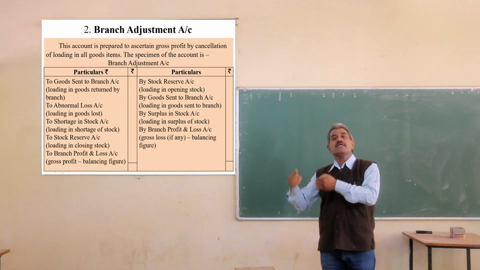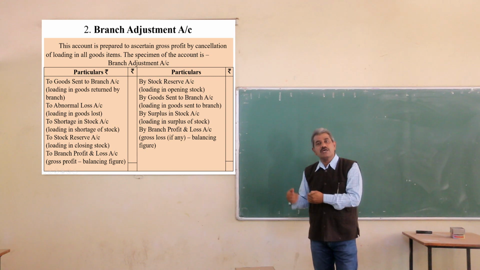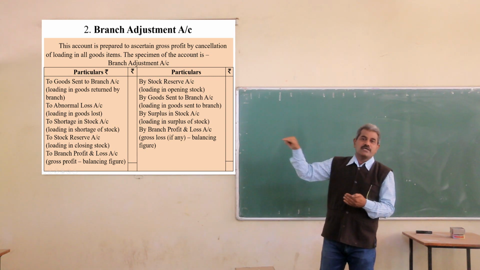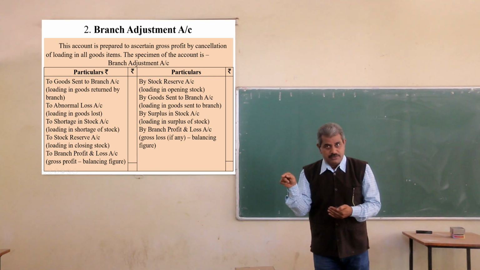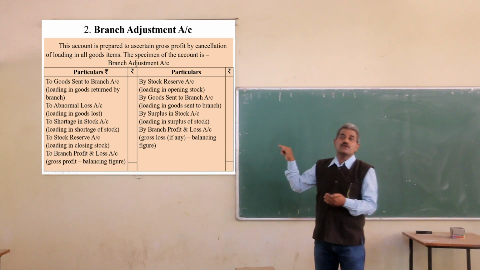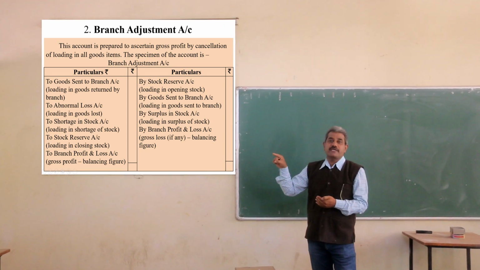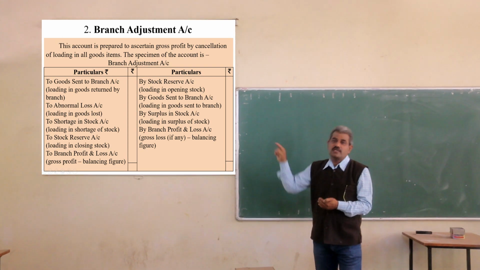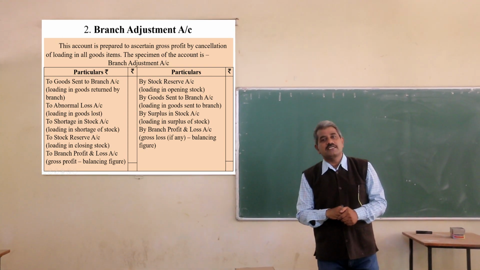To cancel the loading in abnormal loss or shortage of stock, you have to debit the branch adjustment account. Okay, and as well as you have to cancel the loading in closing stock by debiting the branch adjustment account.